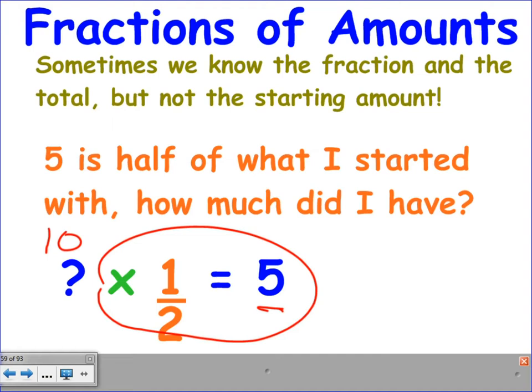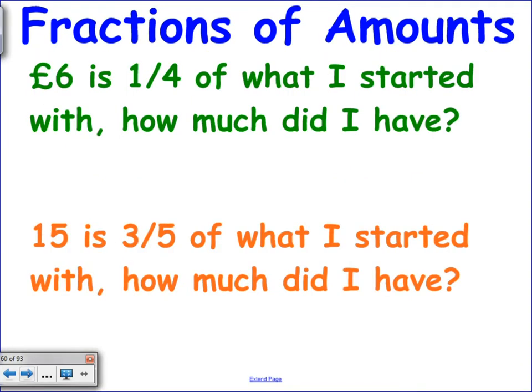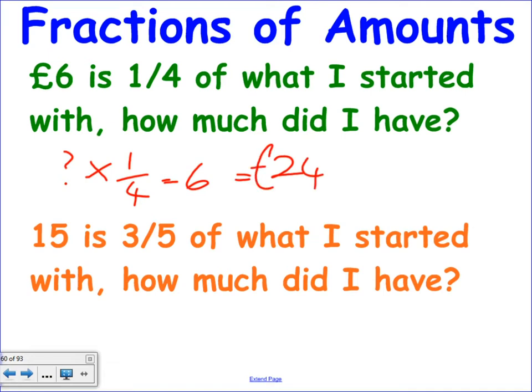So to get this amount, all I do is I flip it and multiply it by the figure that they give me. And I'll show you that with a couple of examples. If I say to you, £6 is a quarter of what I started at the start of the day. So what I'm saying is I had something at the start of the day, and I got £6 left. How much did I start with at the start of the day? Flip it. I started with £24. Yeah? Does that make sense?